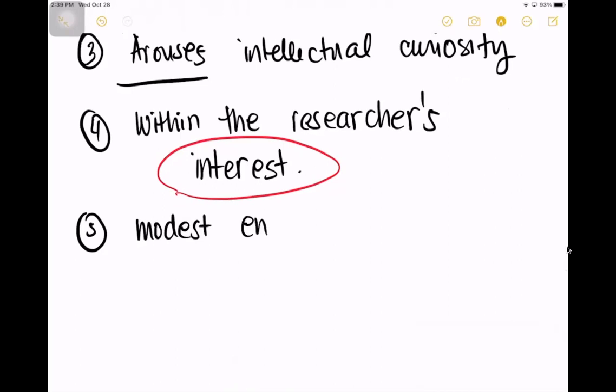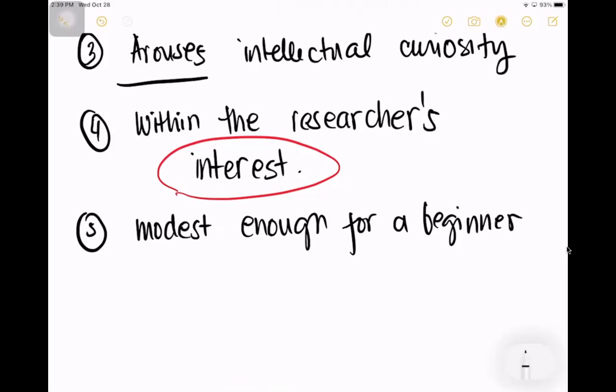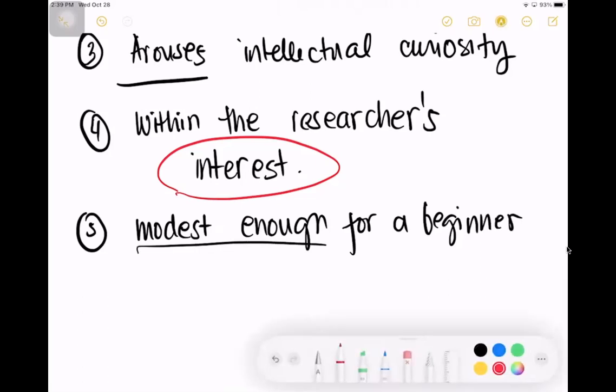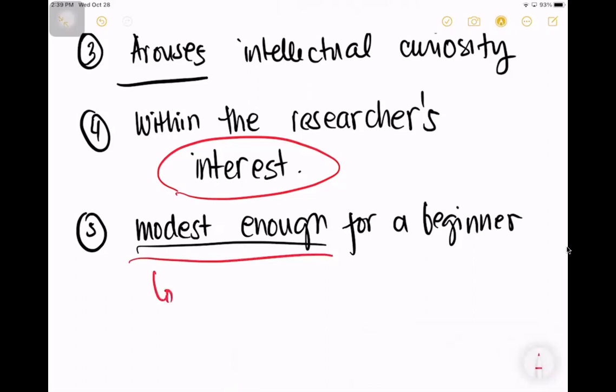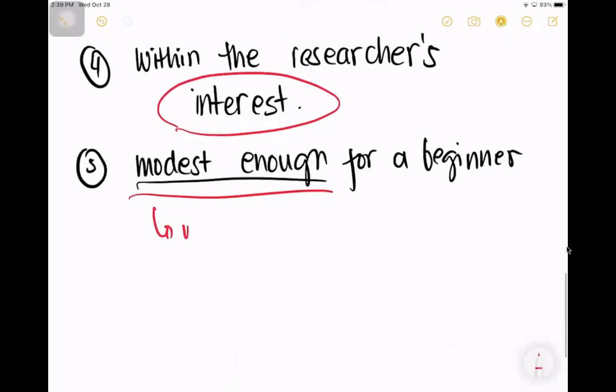Okay, modest enough for a beginner. Yes. And what do we mean by this? When I say modest enough, class, it's something to do with being within your resources. So the modesty of your topic should be within the researcher's capacity.